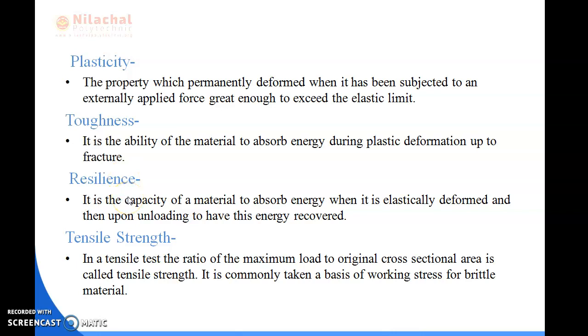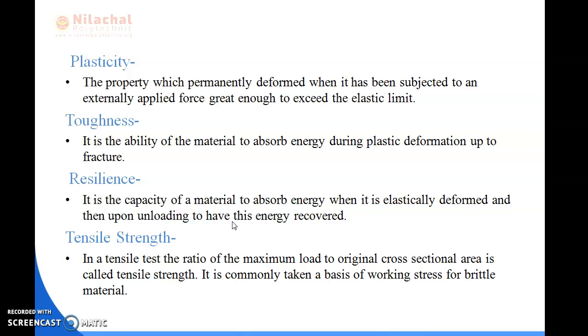Next is resilience. What is the resilience property of a material? It is the capacity of a material to absorb energy when it is elastically deformed and then, upon unloading, to have this energy recovered. It means resilience is closely related to toughness. Resilience is usually measured by determining the rebound of a pendulum or ball after a single impact. It represents the ratio of energy given on recovery from deformation to the energy required to produce the deformation. So, it is called the resilience property of a mechanical material.